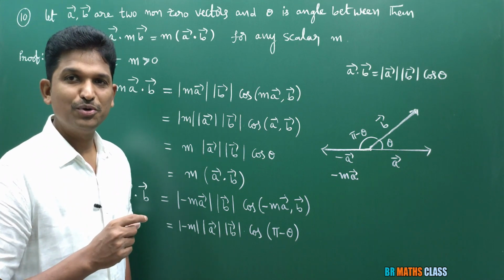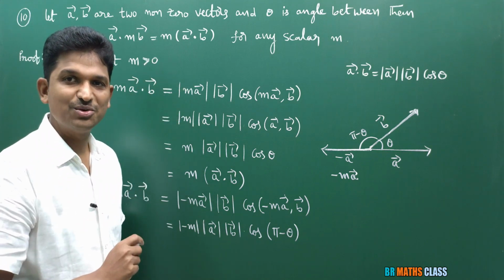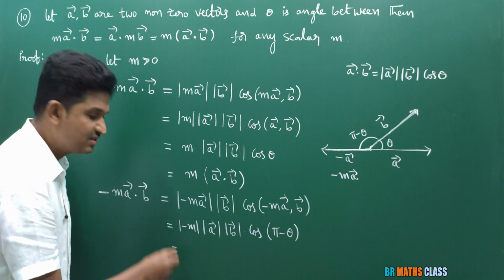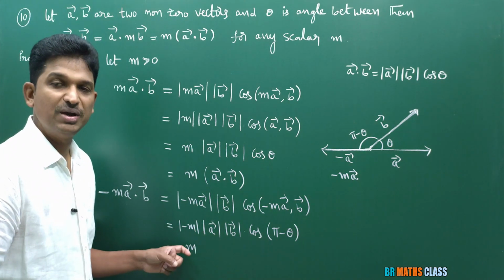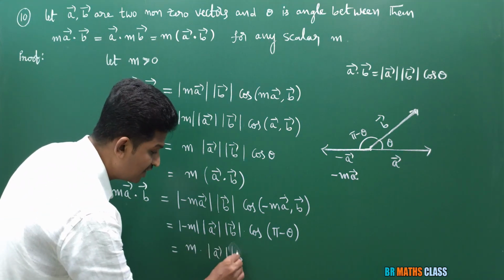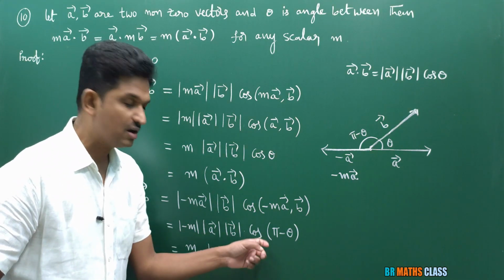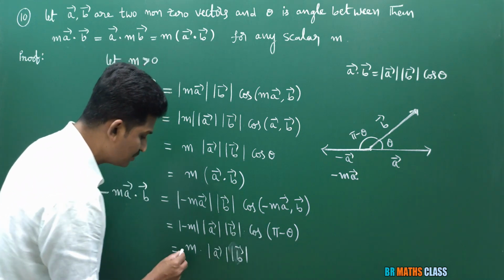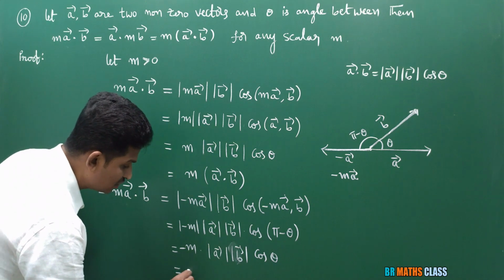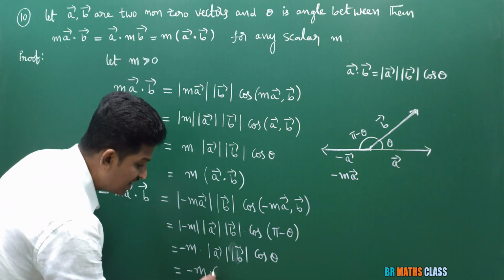Please keep one point in your mind. I am considering that M is positive. If M is positive, minus M is negative. Okay. If I simplify this further, what I will get? Modulus of minus M is plus M only. What is modulus of minus 3? Modulus of minus 3 is 3. Modulus of minus M is M only, into magnitude of A bar into magnitude of B bar into. We know this, cos 180 minus theta is minus cos theta. That minus I will write here. Minus cos theta, that equals minus M into modulus of A bar into modulus of B bar into cos theta, that is A bar dot B bar.